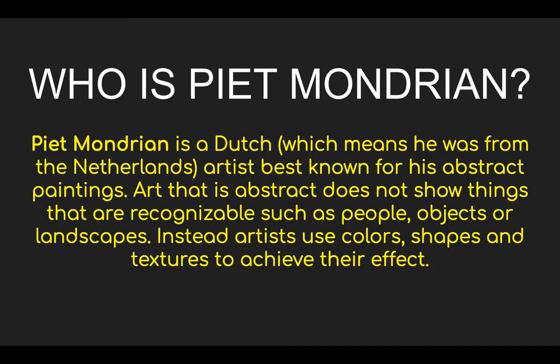Who is Piet Mondrian? Piet Mondrian is a Dutch person, which means he's just from the Netherlands. And he's an artist known for his abstract painting. Abstract art is art that does not show anything that's recognizable, such as people, objects, or landscapes. Instead, artists use colors, shapes, and textures to achieve their effect. So he didn't draw a painting of his mom or whatever. He did these other things that create maybe feelings or are really interesting to look at, but don't necessarily have a clear subject.